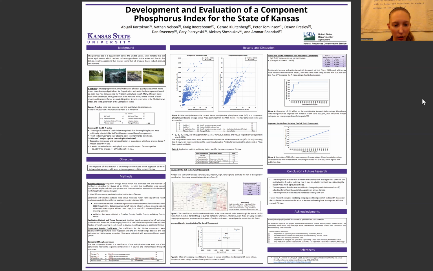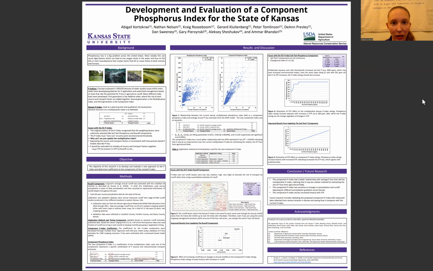Overall, we now have our component phosphorus index, which is basically a modification of our multiplicative index, where each one of our components represents a specific combination of source and interconnected transport factors. Looking into our graphs in the results and discussion section, our multiplicative index has an R squared of 0.41, and our new component phosphorus index, with all of our revised components and coefficients, gives an overall better relationship with an R squared of 0.82.